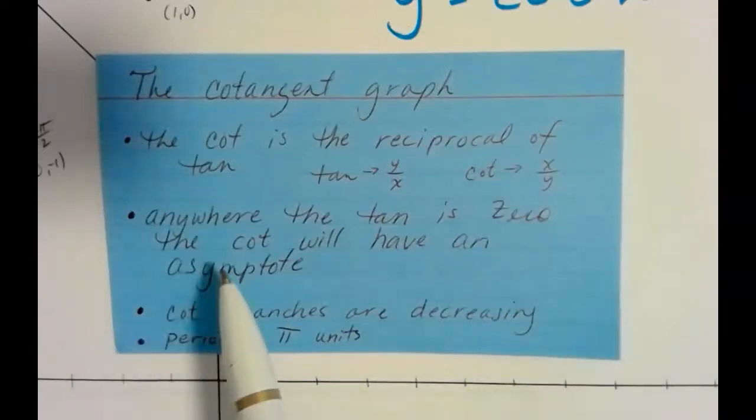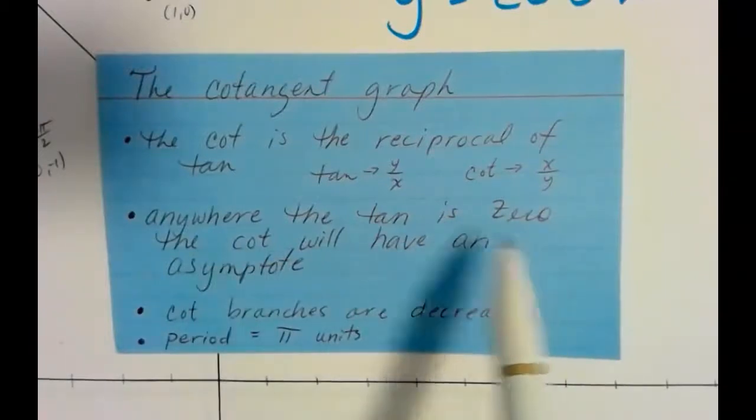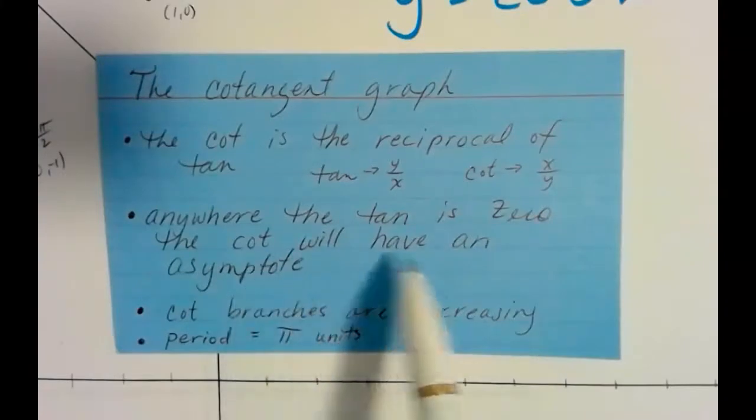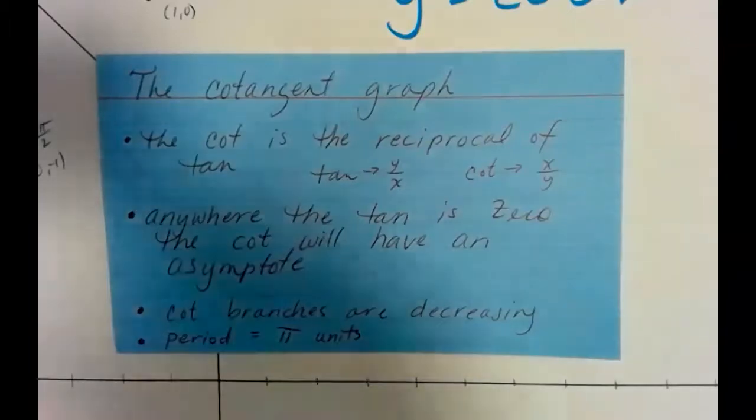And think about this. If they are reciprocals, then anywhere the tangent is equal to 0, the cotangent will have an asymptote, and vice versa. Where the cotangent is equal to 0, the tangent has an asymptote. The cotangent branches will all be decreasing, and the period is going to be the same as the tangent. It is pi units long.